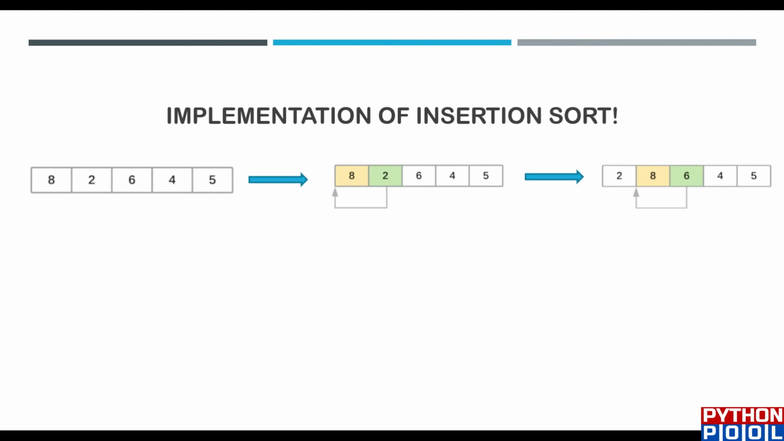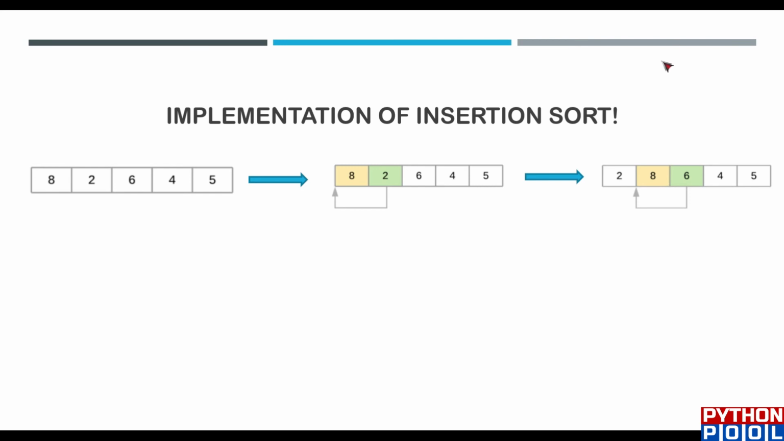Once 2 is compared, in this section the remaining part of the list is the unsorted list and this is the sorted list. So 2 is present at its correct position because 8 is greater than 2. So 8 is moved to the first position and 2 is moved to the 0th position. Now once again the item would contain 6.